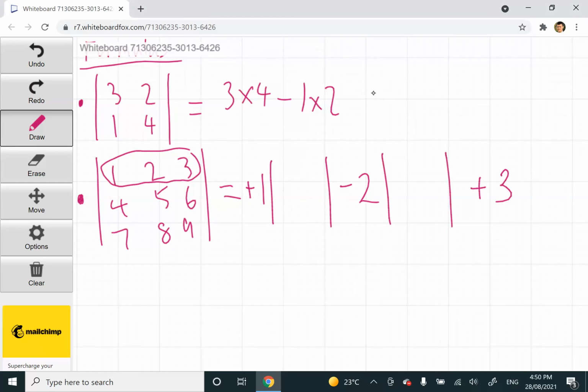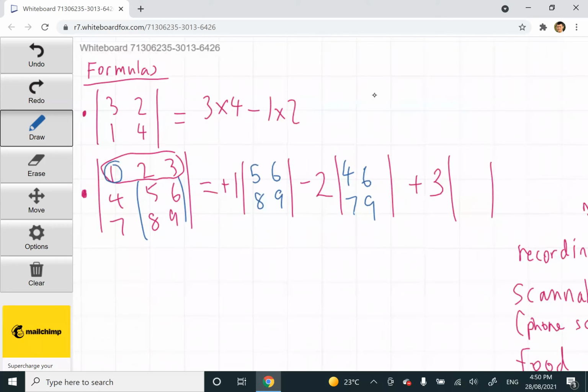Okay, which 2 by 2 determinant is it? Well, if you're looking at this one, then you delete the row and column that it's on, and it becomes that 2 by 2 determinant. So it's 5, 6, 8, 9. If you're doing the 2, you delete the column and row that it's on, so then you get 4, 6, 7, 9.